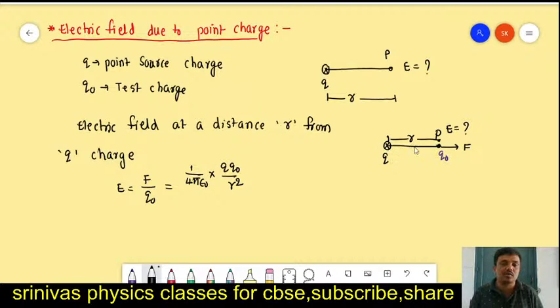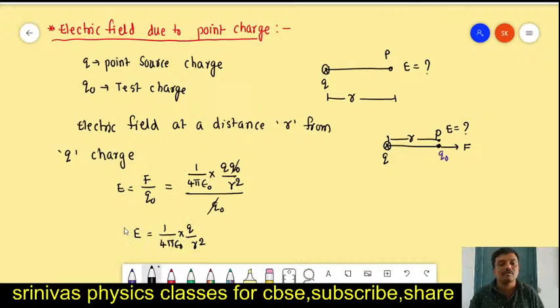Force between two charges according to Coulomb's law is 1 by 4 pi epsilon naught into q1, q2 by r square. This is epsilon naught, remember it. Dividing by q naught, the electric field intensity formula we will get is 1 by 4 pi epsilon naught into q by r square.